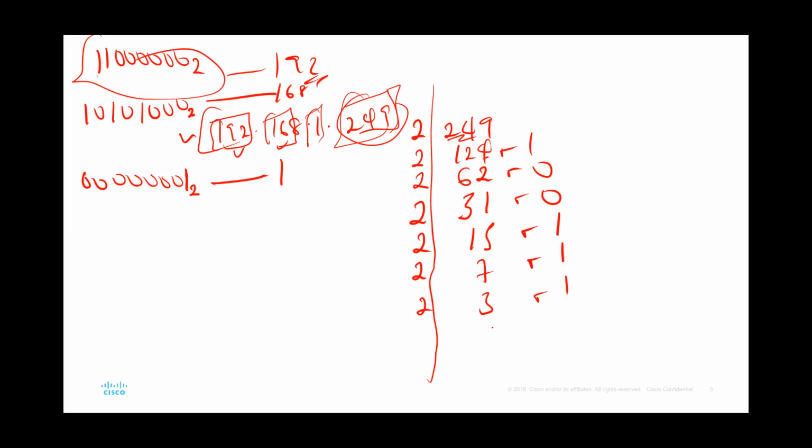3 divided by 2, 1. Remainder 1. Bring another 2 here. 1 divided by 2, 0. Remainder 1. You write from the bottom up. That will be 1, 2, 3, 4, 5, 1, 2, 3, 4, 5. 0, 0, 1. Base 2. This is how the computer says 249.